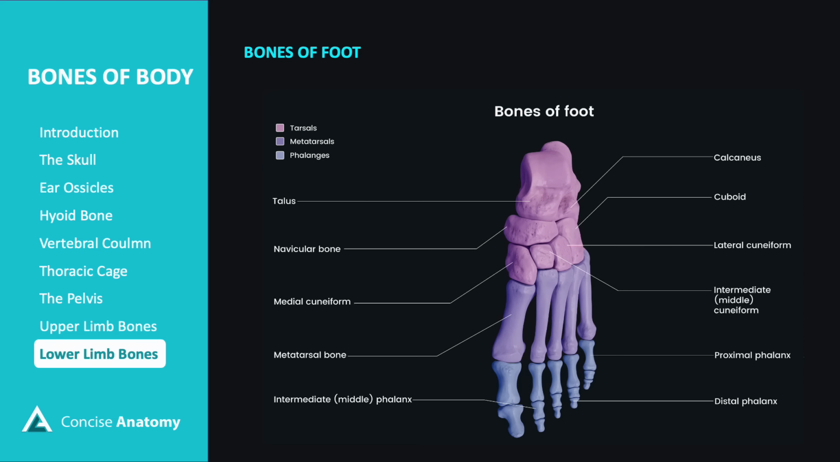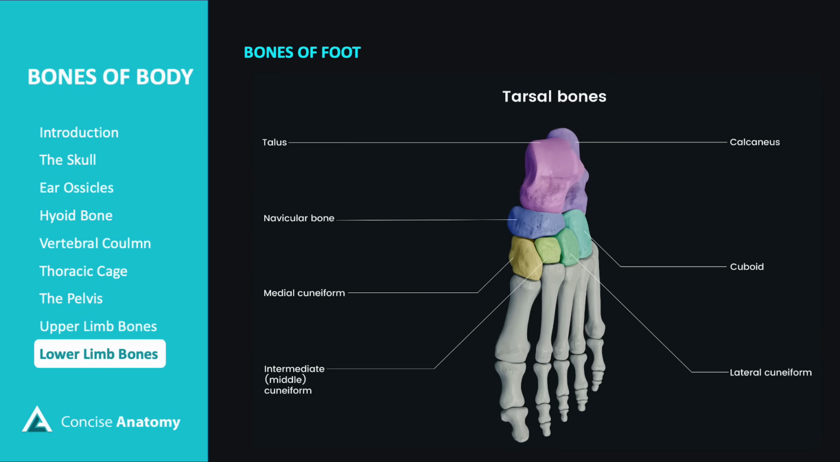These bones are classified into 3 groups: the tarsals, 7 bones in the ankle and heel, shown in pink; the metatarsals, 5 bones in the midfoot, shown in purple; and the phalanges, 14 bones in the toes, shown in blue. The 7 tarsal bones in each foot include the talus, calcaneus, navicular, medial cuneiform, intermediate cuneiform, lateral cuneiform, and cuboid, which support body weight and enable foot movement.